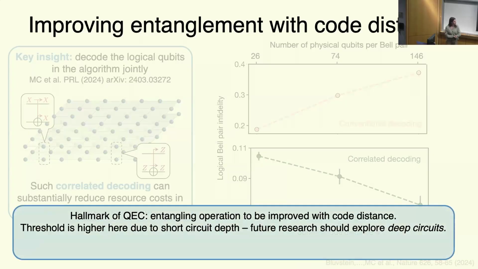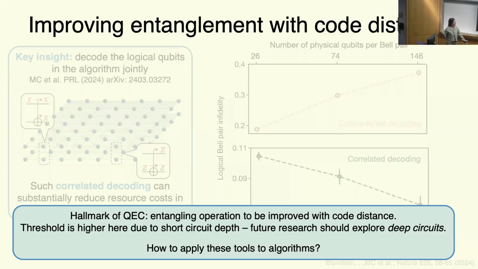So this is really a hallmark of quantum error correction, that we can see this threshold theorem for the circuit that we're interested in. There's a caveat here that I just want to mention, which is that the threshold for this circuit is higher than we would get if we ran a really long circuit. Shorter circuits tend to have higher thresholds if they're pretty short. And future research should really explore deep circuits, but it's pretty nice that we can already see this threshold theorem in the lab today.